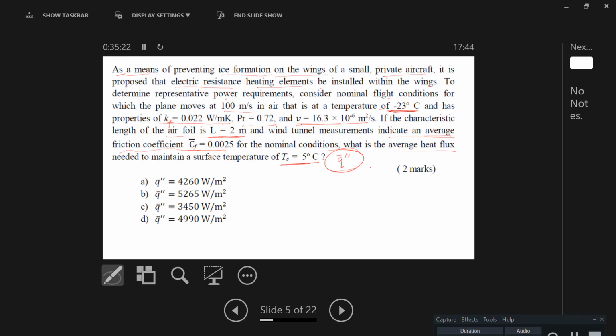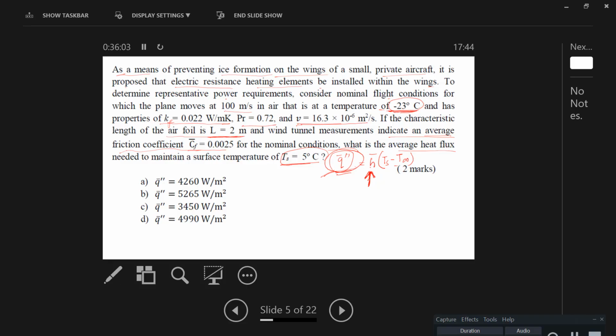So average heat flux means, how do you calculate this? Average heat flux is given by the average heat transfer coefficient. Obviously area you don't require because it is the flux. You have to find out the flux. Then the temperature difference, that is Ts minus T infinite. Ts is given as 5 degrees Celsius. T infinite is given as minus 23 degrees Celsius. Now the only thing you require to find out this heat flux is the average heat transfer coefficient.